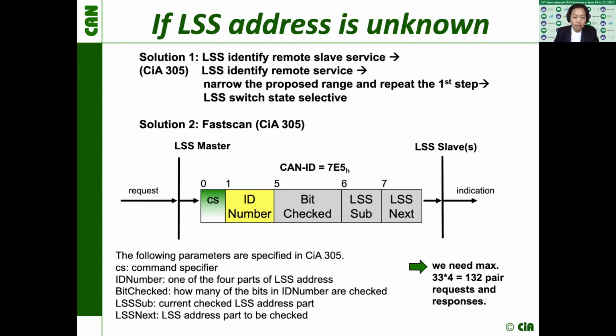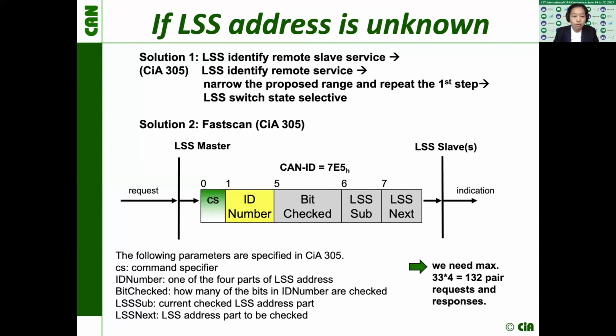Solution 2 is the Fastscan service. This service uses only one message. The ID number will contain one of the 4 parts of the LS address, either the vendor ID or the other 3 parts of the LS address. They will be bitwise scanned. If at least one response from LS servers is received, the bit is set to 0. Otherwise, the bit is set to 1.